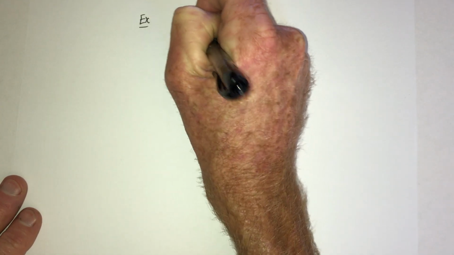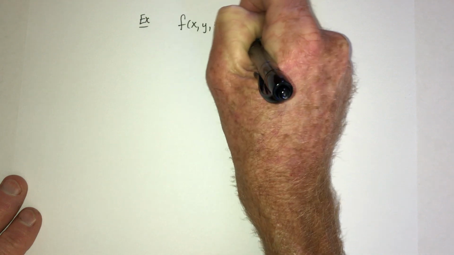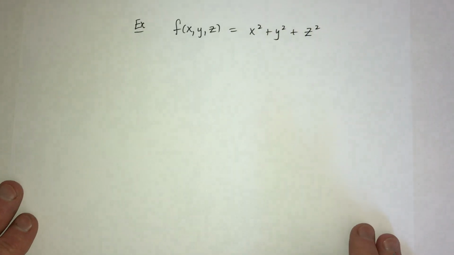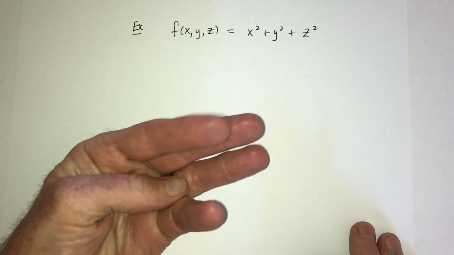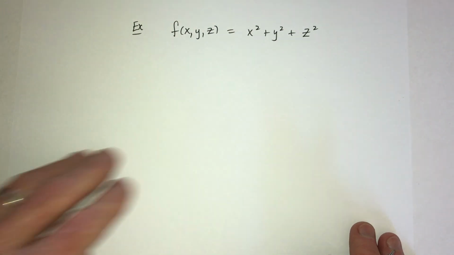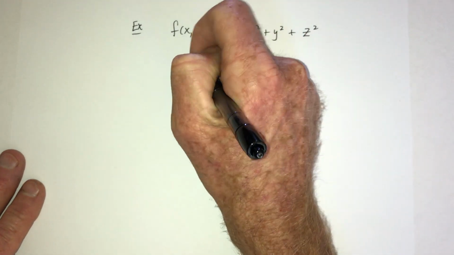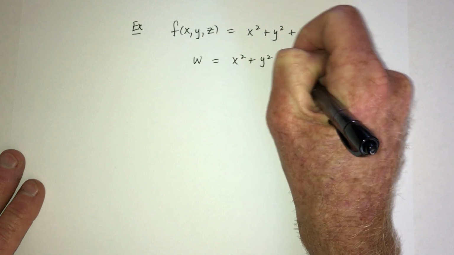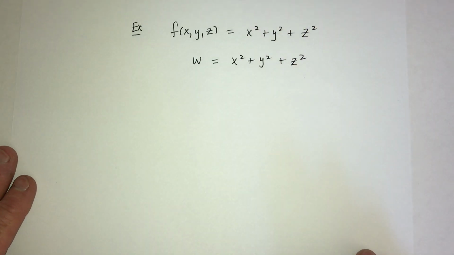All right, for the next example. So here's one that has more than 3 variables. Suppose that the function is a function of x, y, and z, and it equals x squared plus y squared plus z squared. So now this is in 4 dimensions. The only problem is that we live in 3 dimensions. So how can I graph 4 dimensions? Because this is basically like saying you have a new variable w, it equals x squared plus y squared plus z squared. What does that look like?